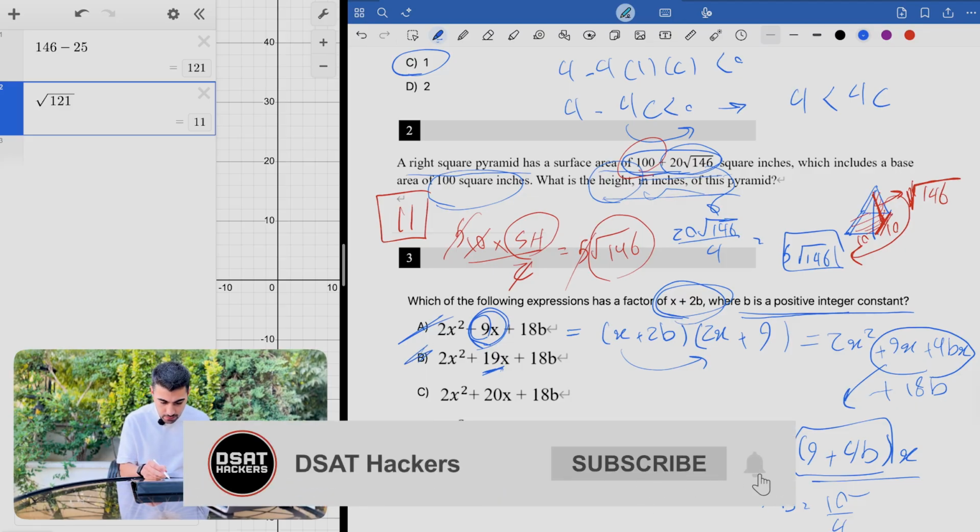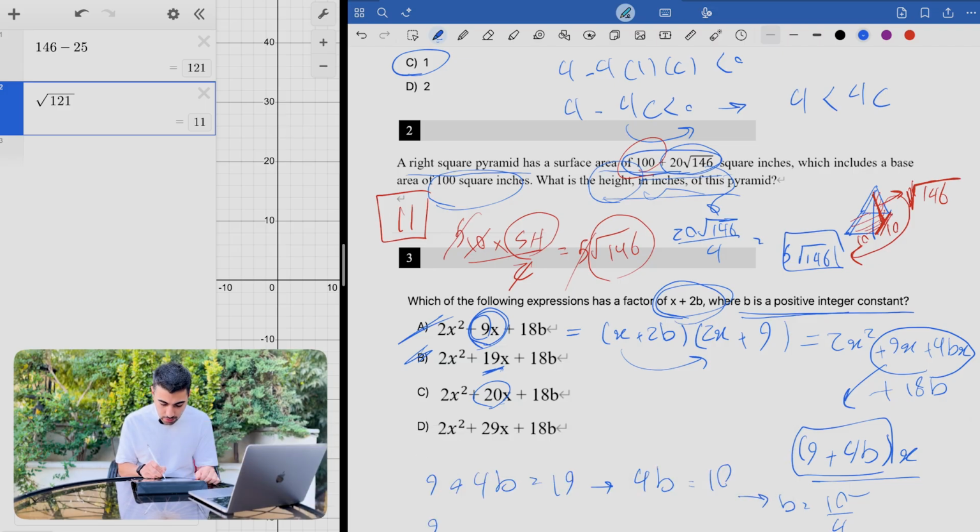Okay, and we do the same thing. We're going to set that equal to 20. So 9 plus 4b equals 20. This is going to give us 4b equals 11, and again b is going to be equal to 11 over 4, which is not an integer, so this is also out. Choice D is the answer, right?